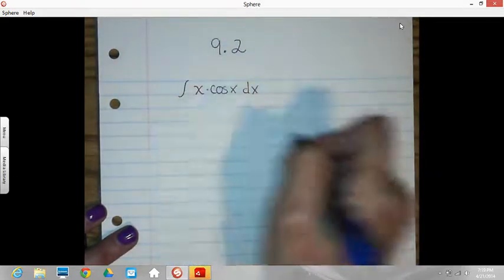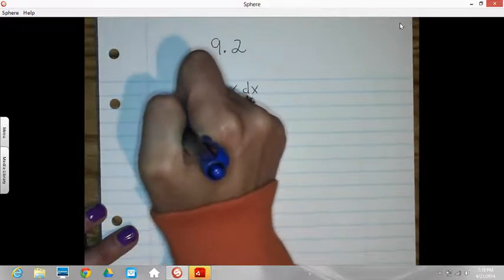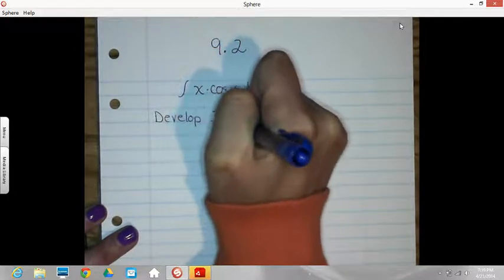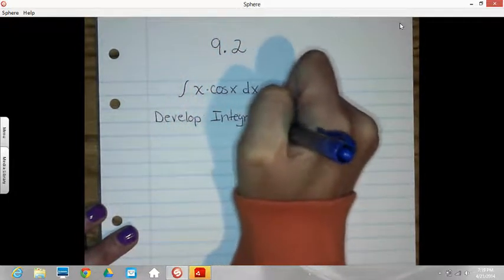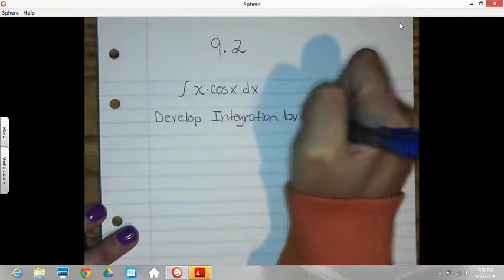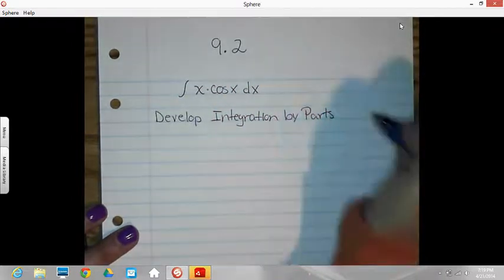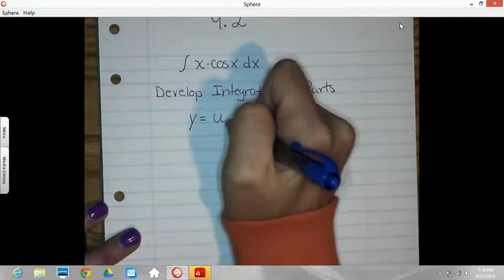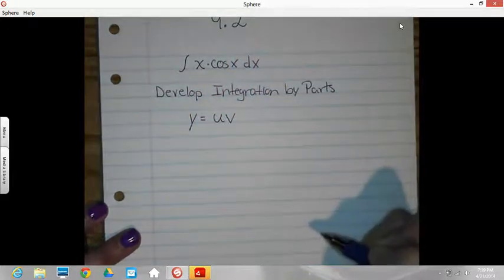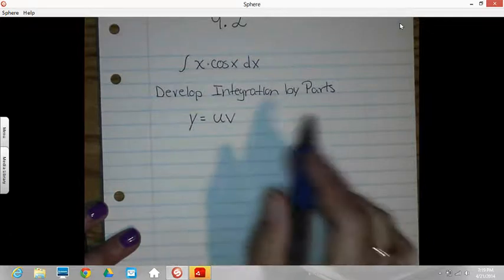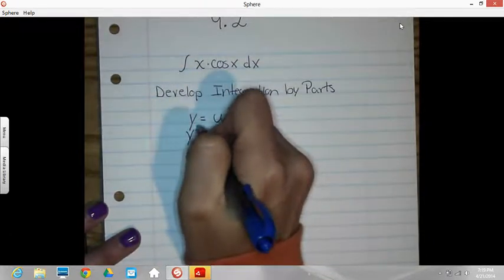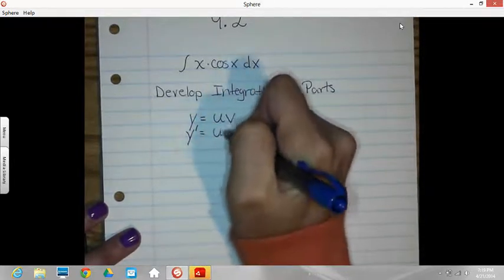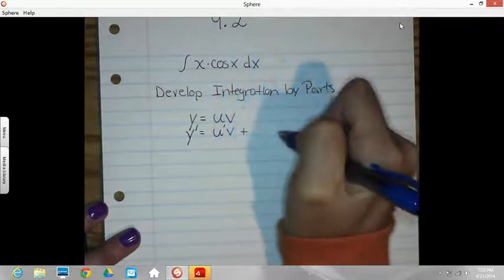So we're going to go through the development of integration by parts. Okay, so let's say we're starting with the function y equals two functions multiplied, u times v. The first thing I want to do is go through and get the derivative. So the derivative of y is y prime. Here we do a product rule for the derivative. So it's u prime times v plus u times v prime.